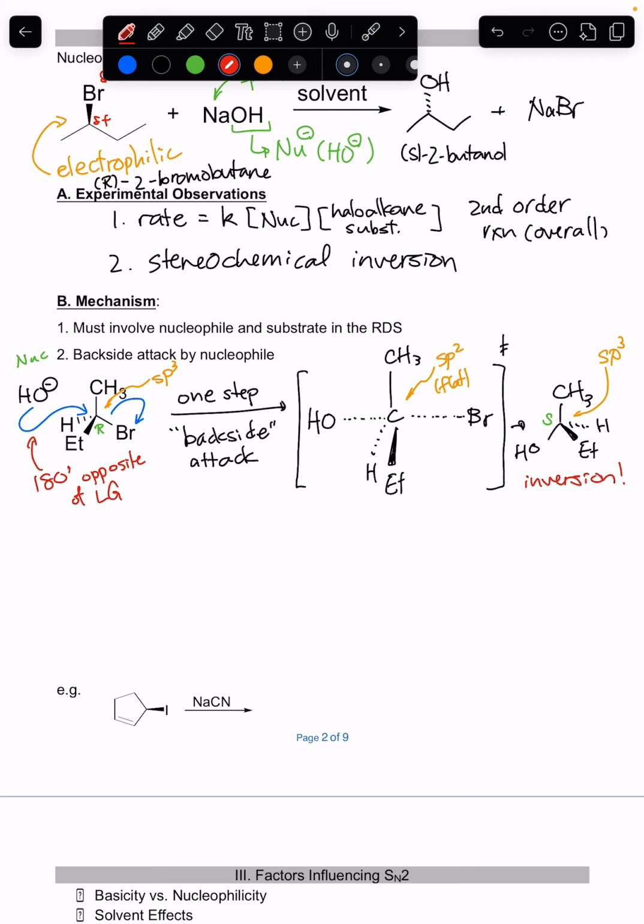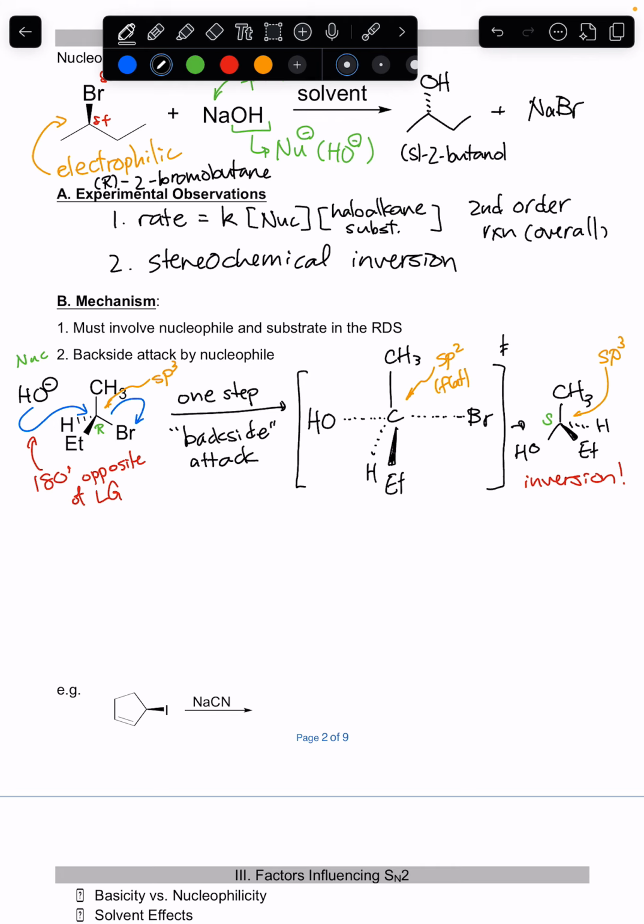So this mechanism, I hope it makes sense to you, is really just one step. There's only one step in this mechanism, which means that is the rate determining step, because there's no other step. And in the rate determining step, we're showing the involvement of both the nucleophile and the substrate. So that is consistent with this rate observation, second order overall. And through this backside mechanism, we should see an inversion. So we can explain both of these observations. So this must be the correct mechanism.